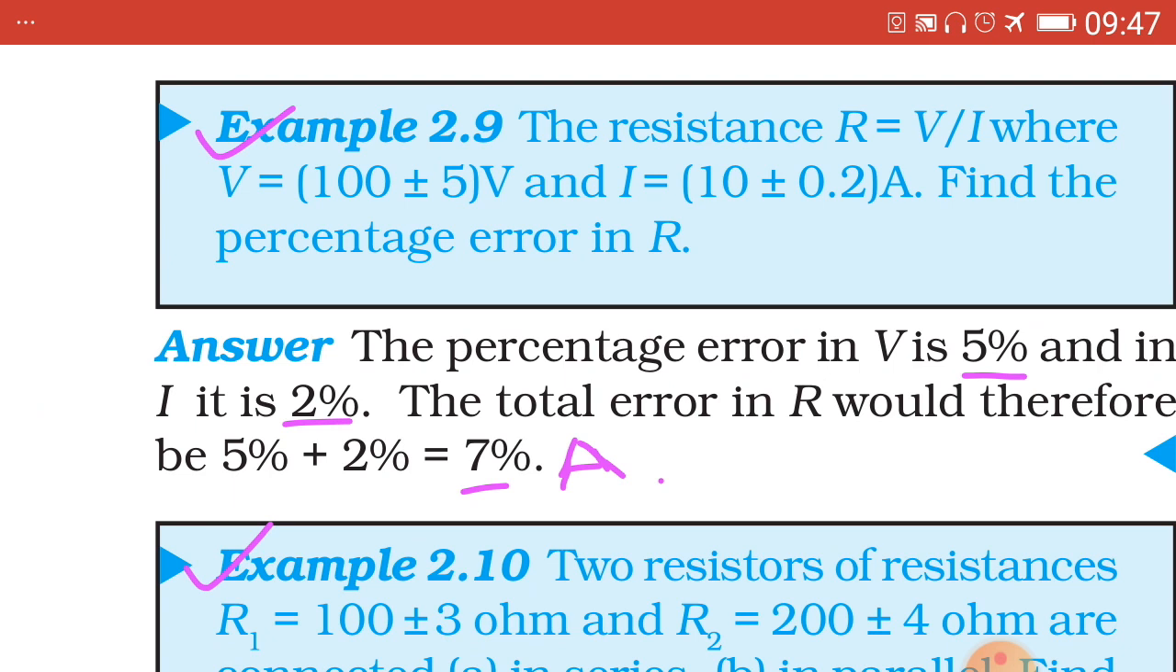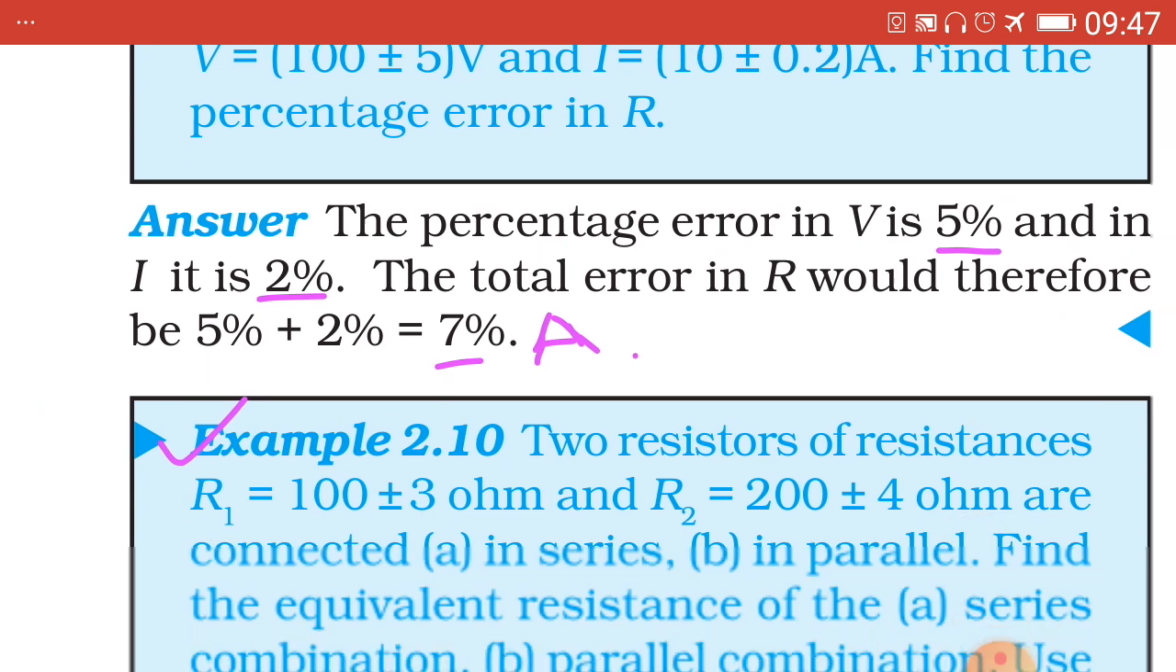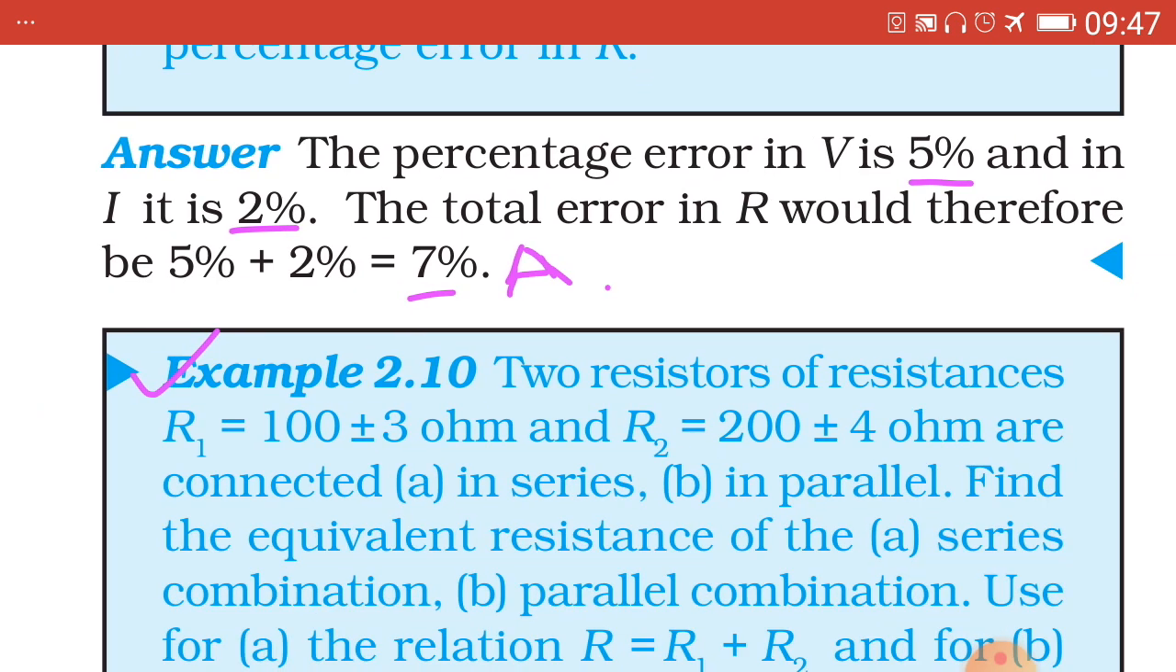Now to calculate the total percentage error in R, here in V the percentage error is plus minus 5, so 5%, and in the second one, that is I, 0.2 is given, so multiply by 100, which will be equal to 2%. Hence the total error in R would be 5% plus 2%, which is equal to 7%. That is the final answer. This can be asked for 1 mark.